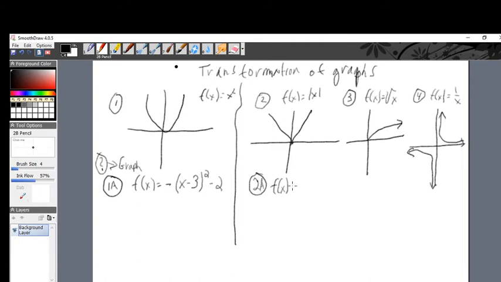Anyway, 2a, f of x is equal to absolute value of x plus 2, and then minus 4. Okay, here let's put a firewall in between these two problems. Then comes 3a, a little bit of a squeeze. What's the question for 3a? f of x is equal to the square root of x plus 3.